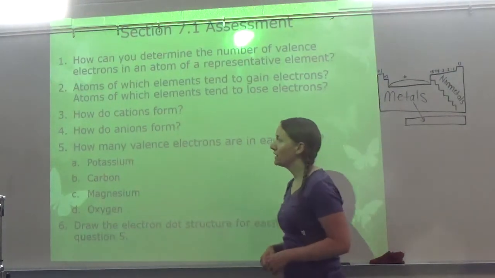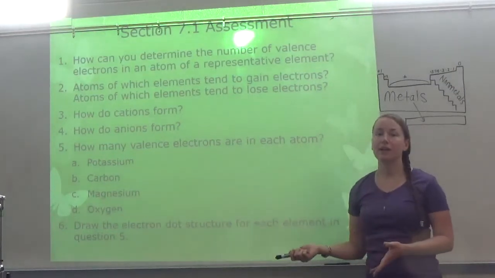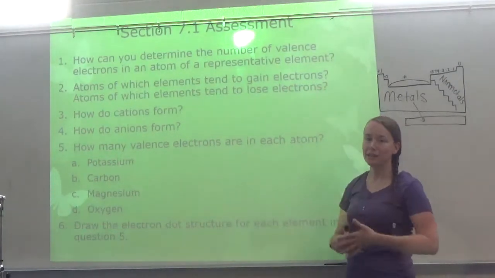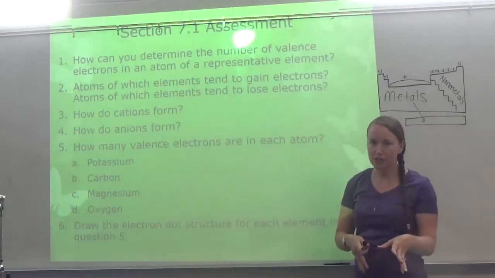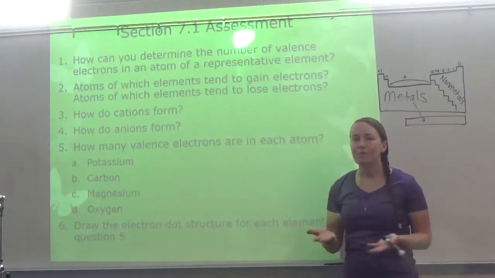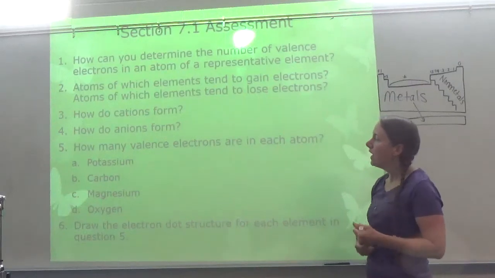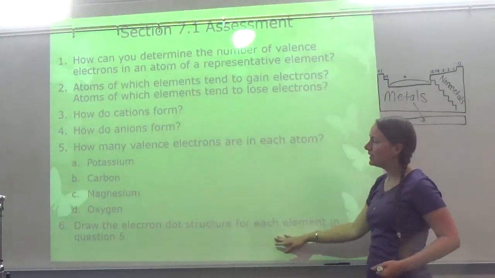And then how do anions form? Well, anions are negative ions, so it's had to gain electrons. Remember, don't think of positive and negative as addition and subtraction, because then you'll do them backwards every time. All right, so number 5 and 6 are kind of related to one another.